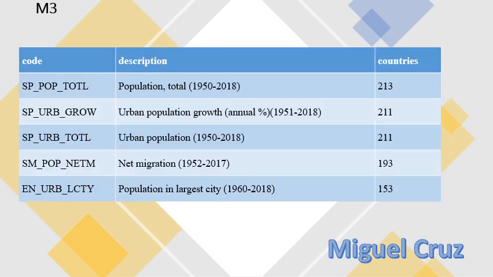M3. List the indicators with the corresponding number of countries with data. Here we have a simple inner join query in descending order by country record count. There are 5 indicators in total.